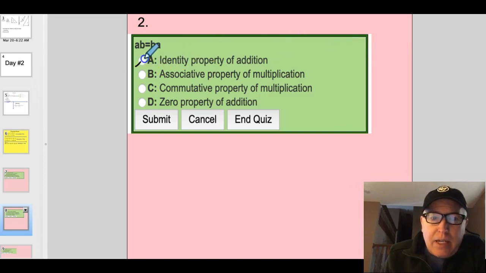Well, it's not the identity property. We didn't talk about that. I'm not going to quiz you on that. It's not the zero property. I didn't talk about that one. In class we did, but we're not quizzing on it today.